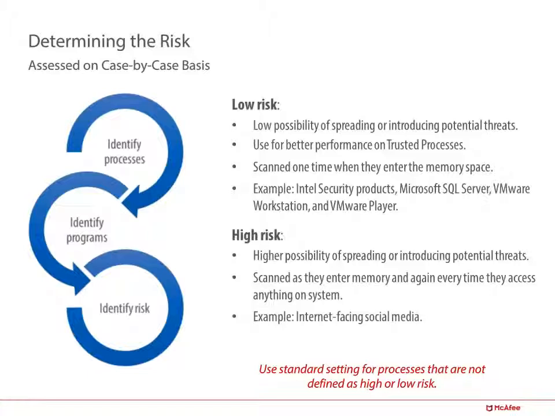Your higher risk is where I have a higher possibility of spreading or introducing potential threats. They're scanned when they enter the memory, and again every time they access anything on the system. A good example of this is internet-facing social media. What's unlisted or not defined is the fact that you'll have a standard setting for all the processes that are not defined as high risk or low risk.